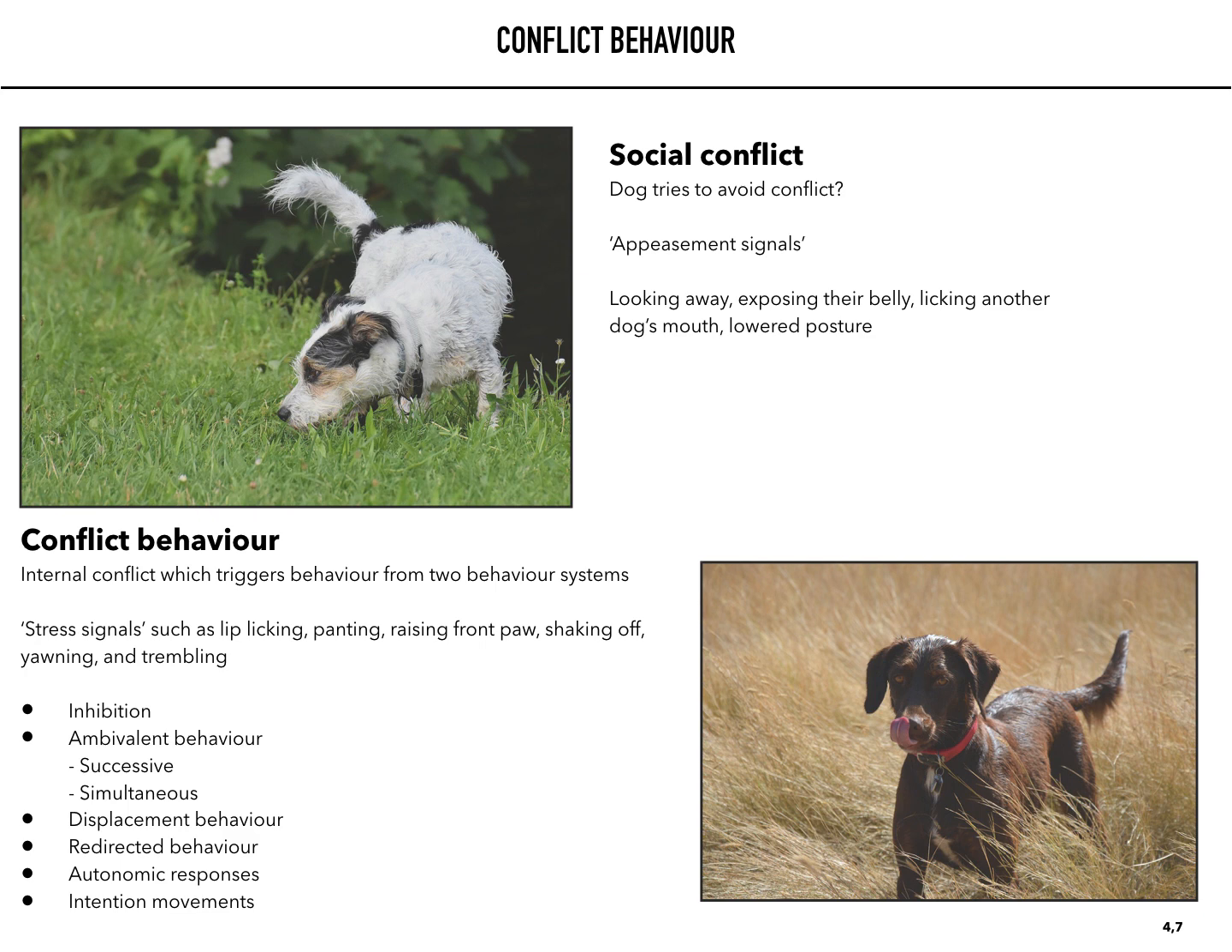There are two types of ambivalent behavior. Successive, this is when one behavior system follows the other, for example first the dog approaches and then they retreat. And there's simultaneous ambivalent behavior. This is when two systems are expressed at the same time, and the front of the body, for example, moves forward, but the back of the body stays in one place.